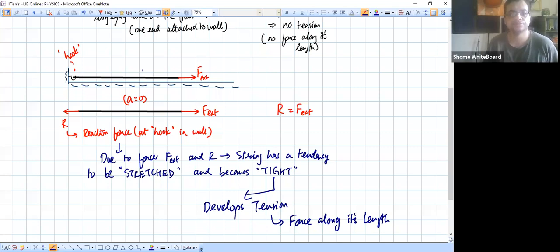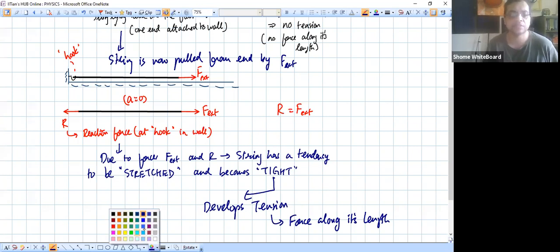So this string is now pulled from one end by the external force, then this is what happens. Okay. So that tensional force, now it acts in this manner. That tensional force that develops along the string, it acts in this manner.